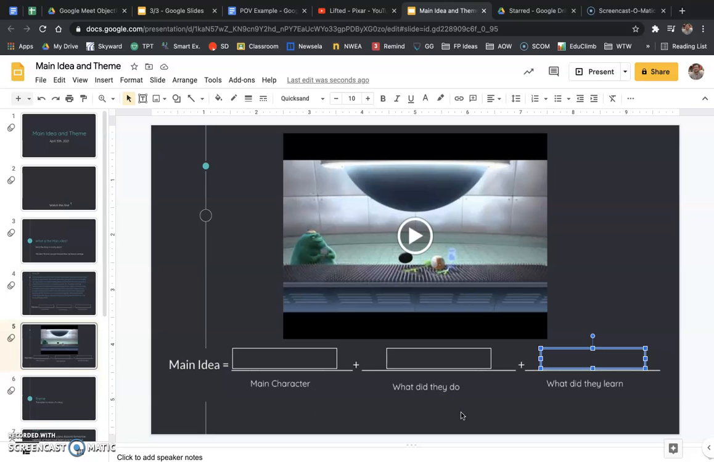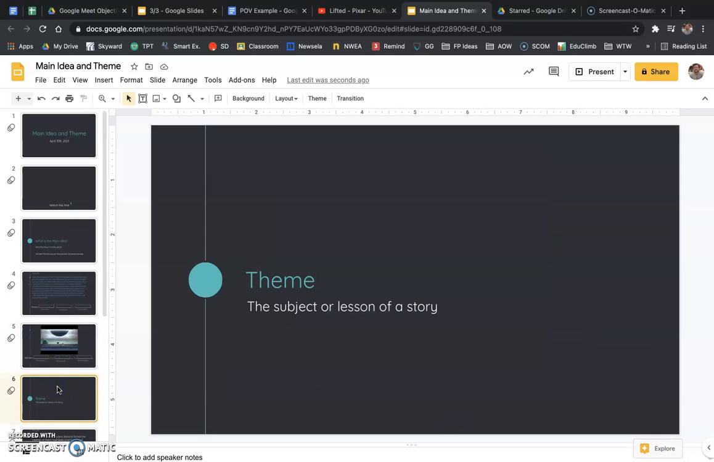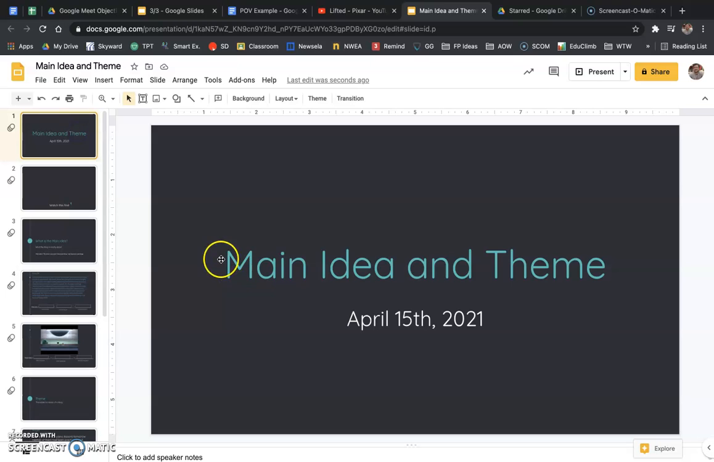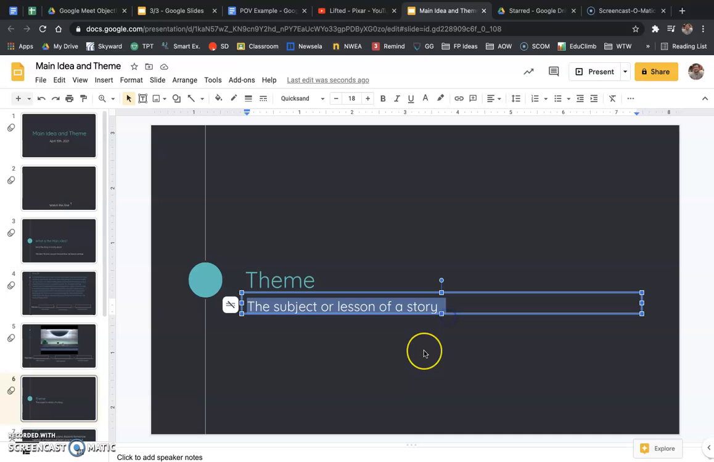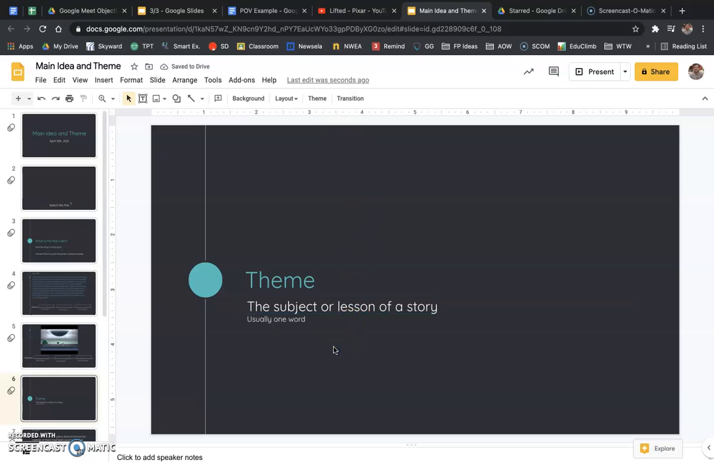Then we're going to look at theme now. We talked about how there are two things here, main idea and theme. Theme is a little bit different. It's the subject or a lesson of a story. It's a little bit different than main idea because it's what we can learn. When we talk about theme, it's usually just one word. So things like forgiveness, respect, love, family, dreams, goals. Each one of those words would be a good theme.